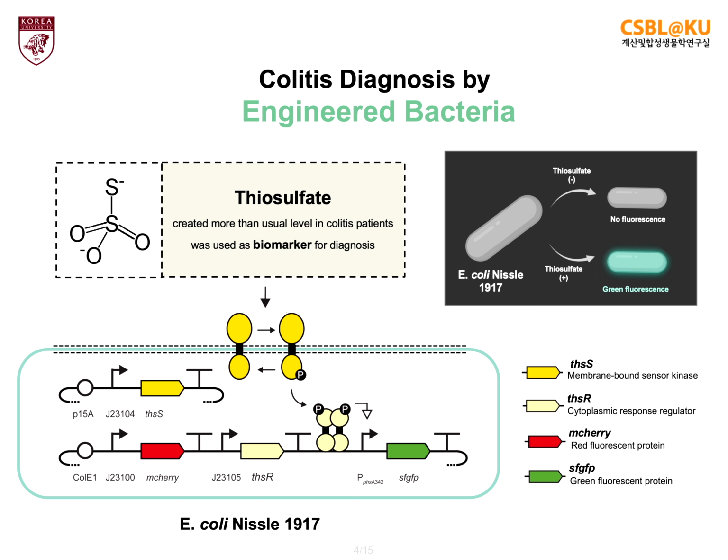This bacterium was engineered by adding ThsS and ThsR, which are normally found in the marine bacterium Shewanella halifaxensis, and GFP genes. In the presence of thiosulfate, ThsS phosphorylates ThsR, which then induces transcription from the PphsA target promoter, driving transcription of the GFP gene. Therefore, if thiosulfate is in the system, these bacteria express GFP, which can be observed under the fluorescence microscope. From this mechanism, colitis can be diagnosed using the amount of expressed GFP signal.